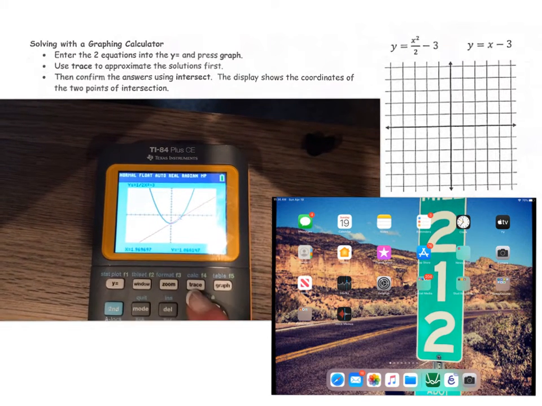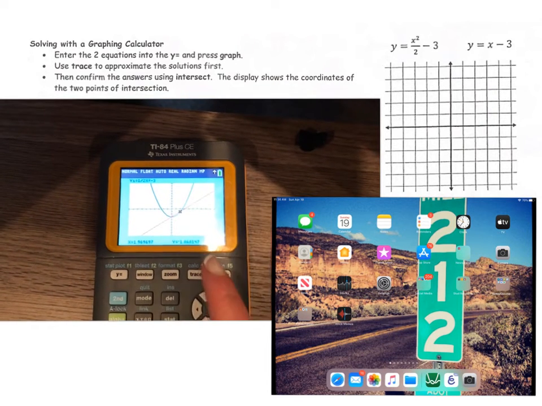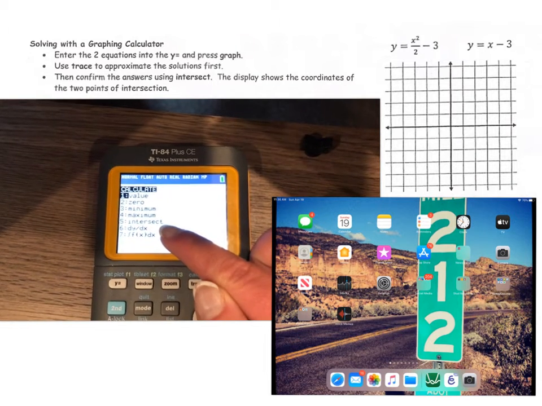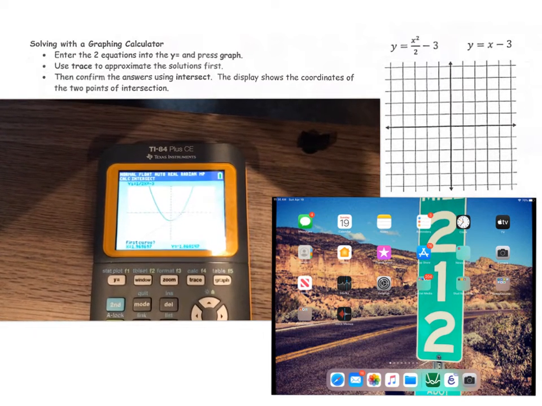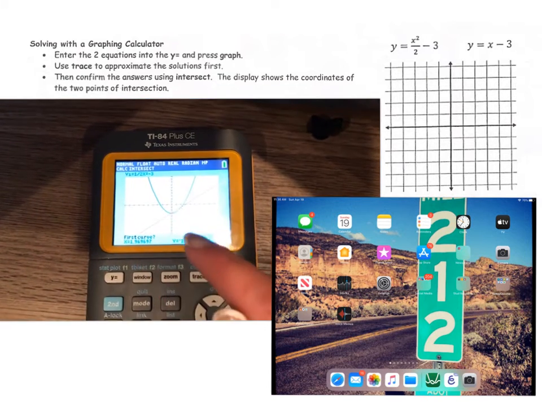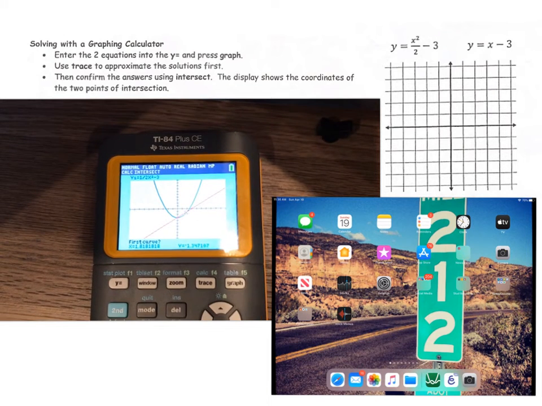Okay, to try to get a little bit more precise, above trace where it says calculate in blue, if we hit second and calculate, it's going to allow us by hitting 5 to find the point of intersection. So as we find that, it's going to say first curve and second curve along the bottom. So we want to go just slightly to the left of where it's at, hit enter.